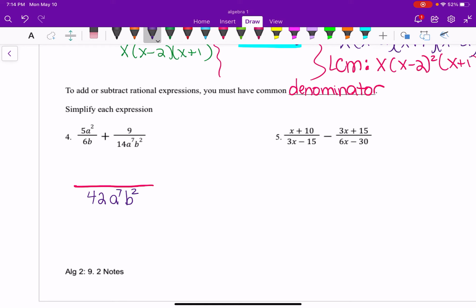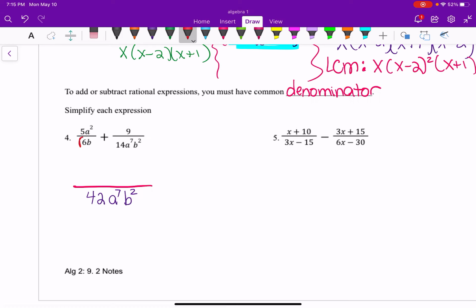So the question is, in order to figure out our numerators, what did I multiply 6b by in order to get 42a squared b squared? So in order to get this, what did I multiply by? Well, first I had to multiply by a 7. And I didn't have any a's, so a to the 7th. I had 1b, so I only had to multiply by 1b.